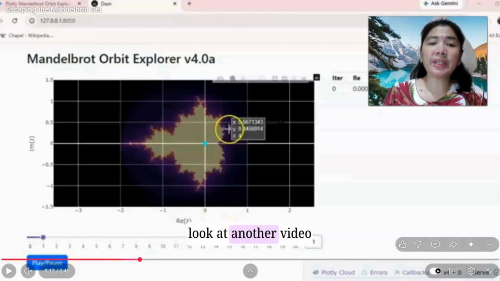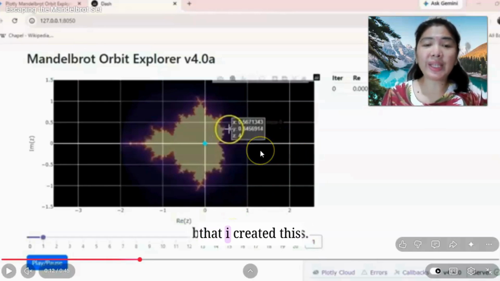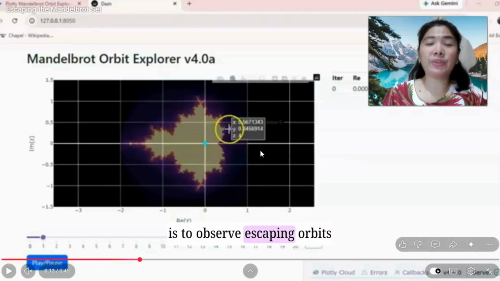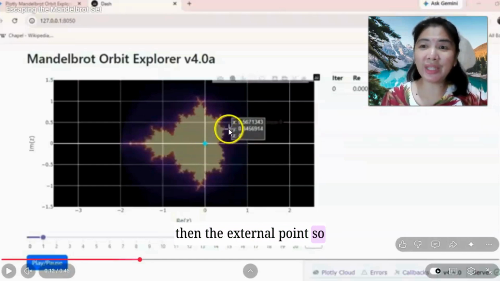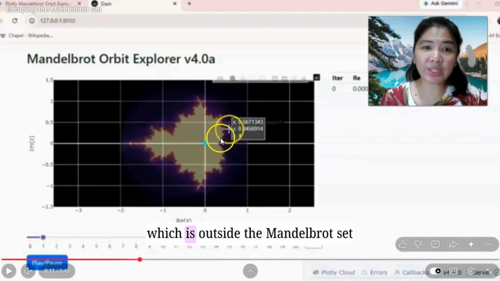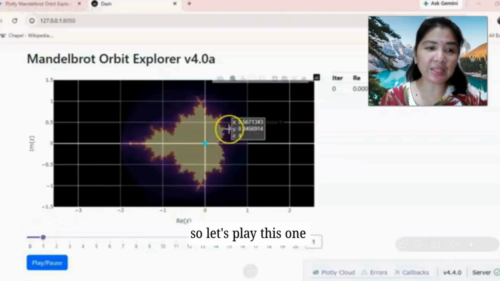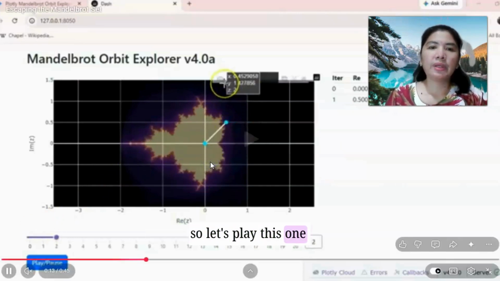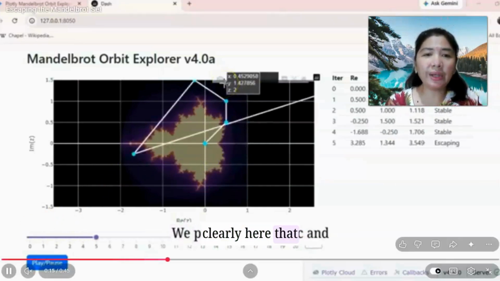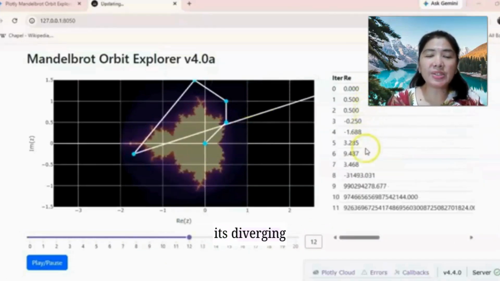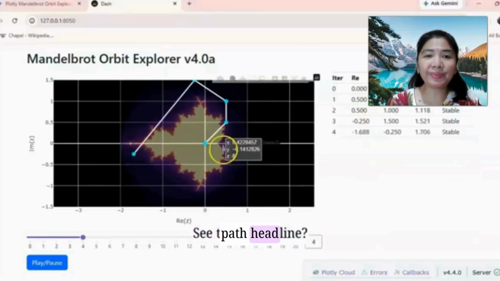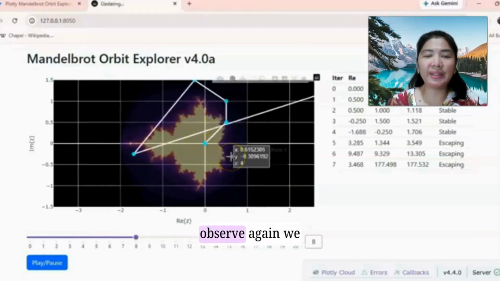Now let's have a look at another video that I created. This is to observe escaping orbits. So we'll be starting from the origin and then the external point. So we have the external point here, which is outside the Mandelbrot set. So let's play this one. Alright, so we can see clearly here that the orbit escapes to infinity as its diverging path heads outward. Right? Observe again.